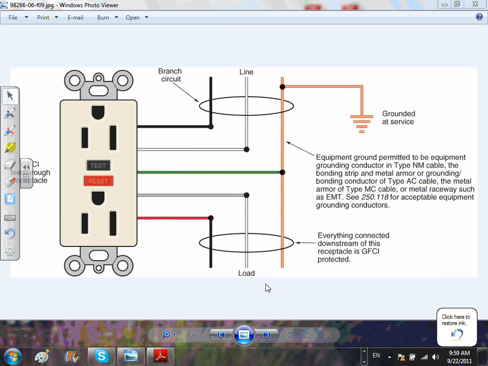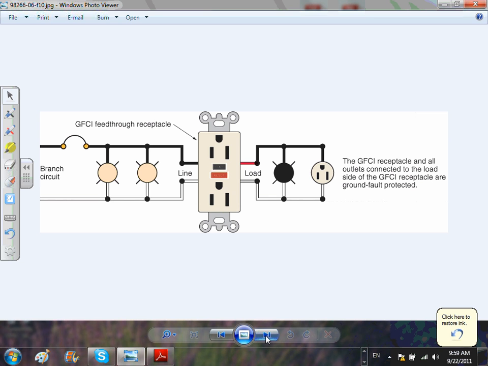Any questions, guys, about the wiring? You've wired a few of these with us, so it's not new to you. Here's the feed through line and load. Always, when you wire it, look at the line and bring the circuit to the line, then the load goes to what's going to be fed through.